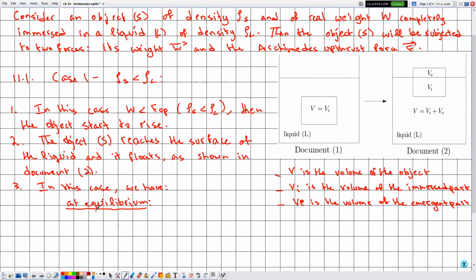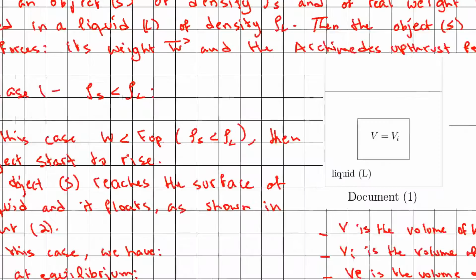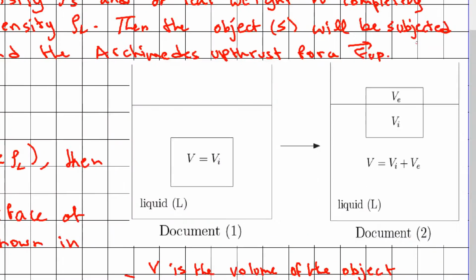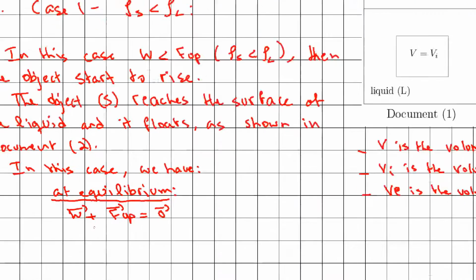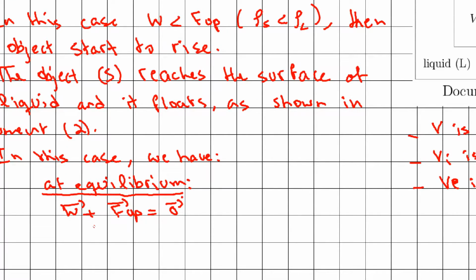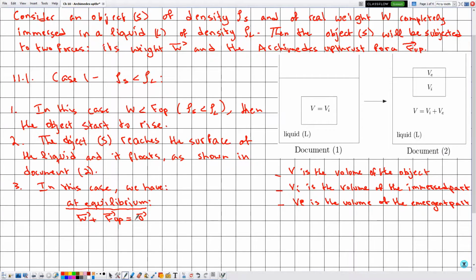Always on the left we write the sum of forces acting on the solid S, and they are given by the weight W and F upthrust. So on the left we write the sum of forces, W vector plus F upthrust vector, and on the other side of this equation we write the zero vector, corresponding to the condition of equilibrium, and we don't forget the vector. Now moving F upthrust to the right-hand side, we can say that the W vector is equal to minus F upthrust.